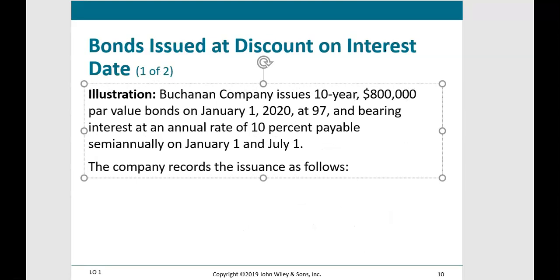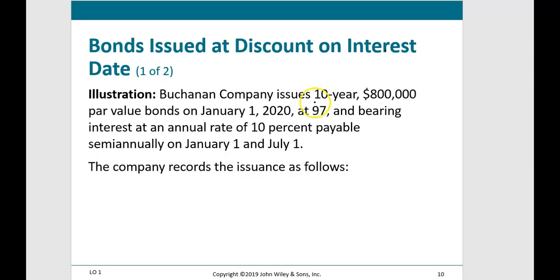Let's take a look at an example. Buchanan Company issues 10-year 800,000 par value bonds January 1st, 2020 at 97. What this 97 refers to is bonds are typically issued at some percentage. When they're not issued at par, then they would be quoted at some percentage. This 97 has an implicit percentage sign after it, meaning 97% of par value.